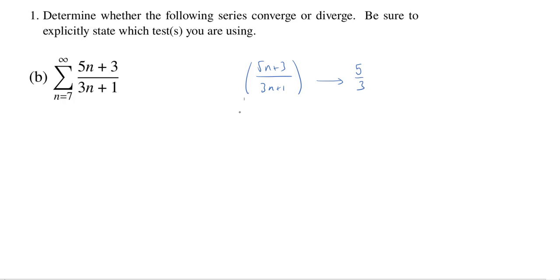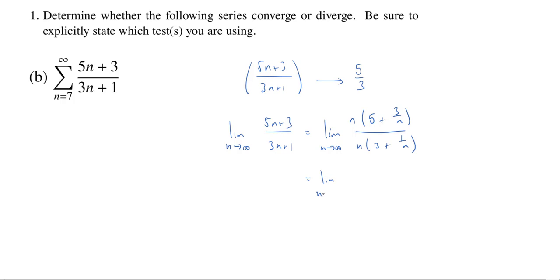Okay, maybe you don't believe me. We can check. We say, okay, what's the limit as n goes to infinity of (5n + 3)/(3n + 1)? And we're going to factor an n out of the top and the bottom. So this will be the limit as n goes to infinity of n times (5 + 3/n) over n times (3 + 1/n). Of course, the n's cancel.